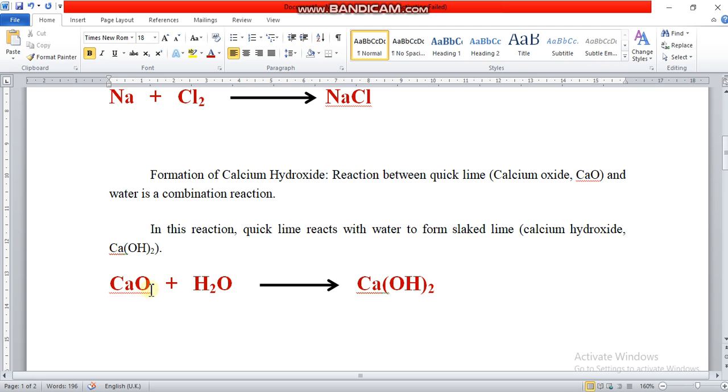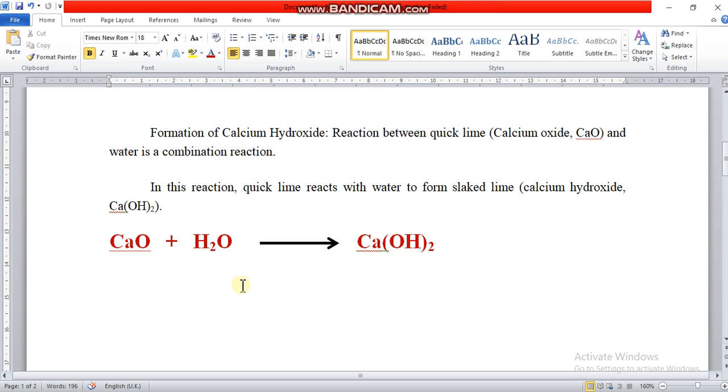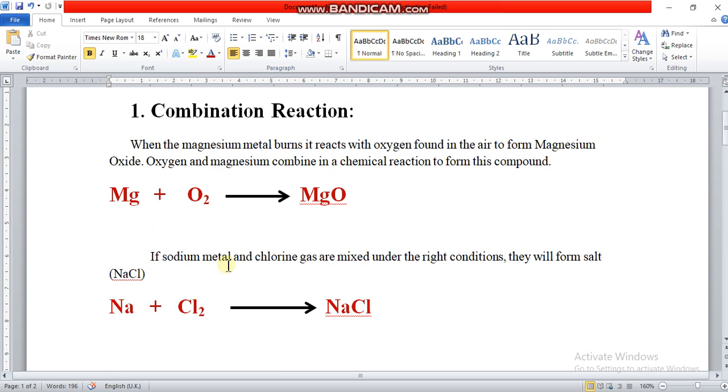Calcium oxide is also known as quicklime, and calcium hydroxide is known as slaked lime. Quicklime is a white powder or stone-like substance, and when it is mixed with water it becomes a little soft, like a semi-solid paste, and then it is known as calcium hydroxide. These are the three examples of our combination reaction.